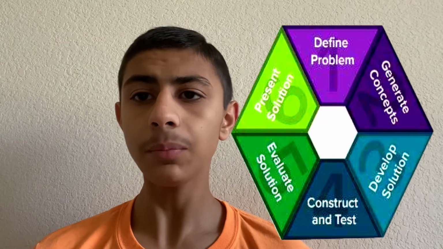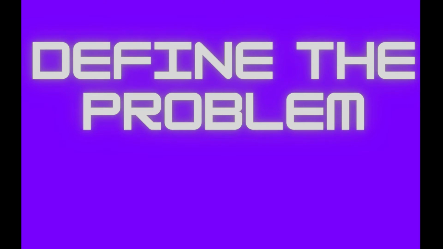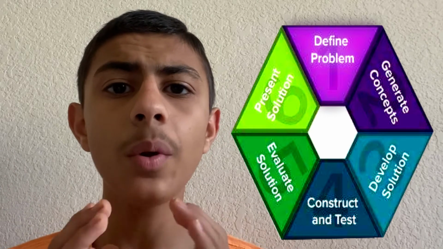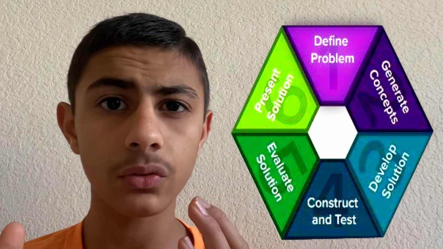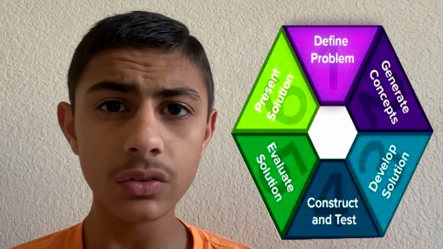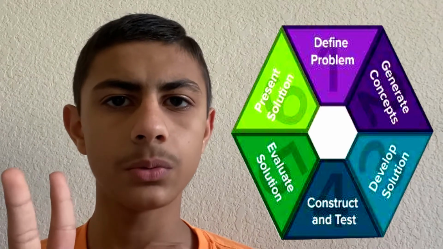Starting off with step number 1, define the problem. Whenever you're creating something, always define the issue. What is the use of the product? What does the product solve? What are the criteria or constraints of the product? Once you've got that down, you can move on to step number 2.